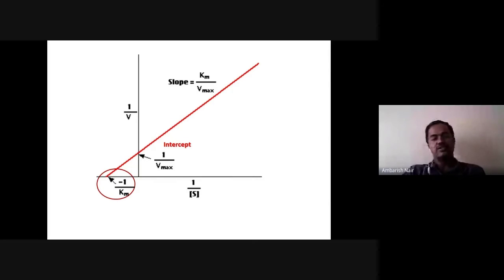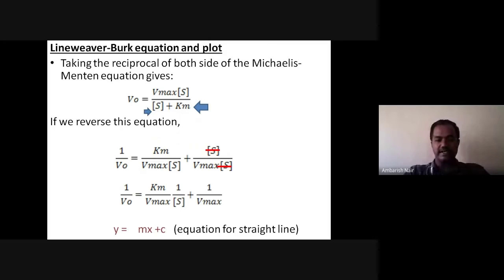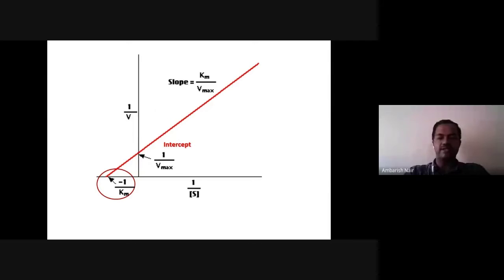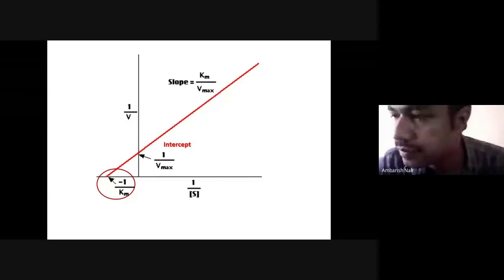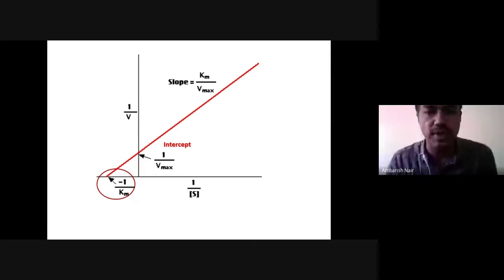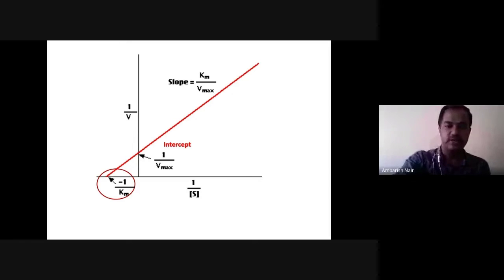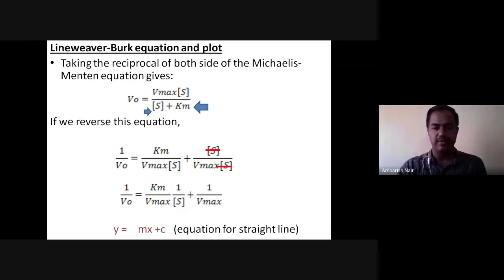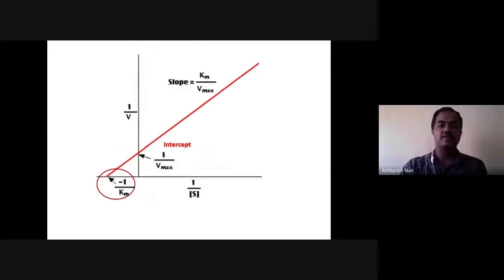What is the benefit of a straight line? A straight line you can extrapolate to any extent. So what is the slope? Slope is m, and c is the intercept. What is m? m is Km by Vmax. You can see here, Km by Vmax is the slope. I hope you are getting it. Km by Vmax is the slope and the intercept is 1 by Vmax. That is c. So 1 by Vmax is the intercept and the slope is Km by Vmax.